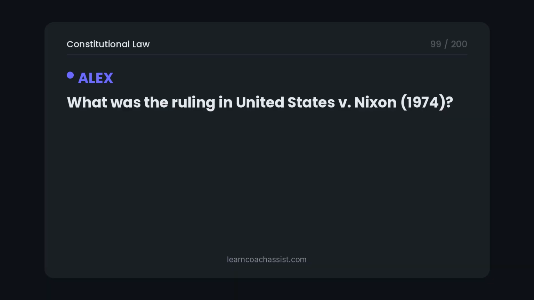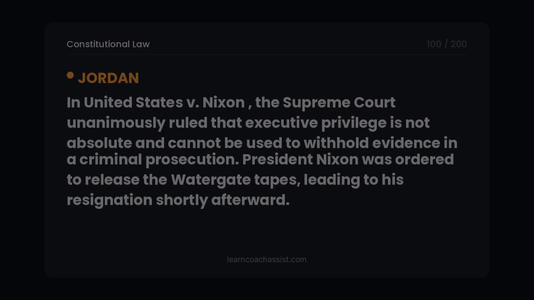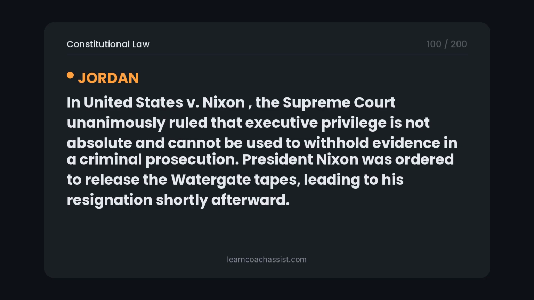What was the ruling in United States v. Nixon, 1974? In United States v. Nixon, the Supreme Court unanimously ruled that executive privilege is not absolute and cannot be used to withhold evidence in a criminal prosecution. President Nixon was ordered to release the Watergate tapes, leading to his resignation shortly afterward.